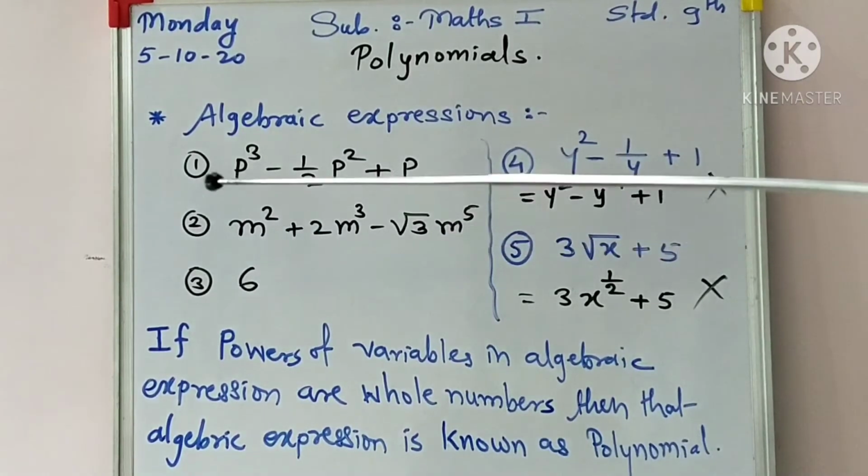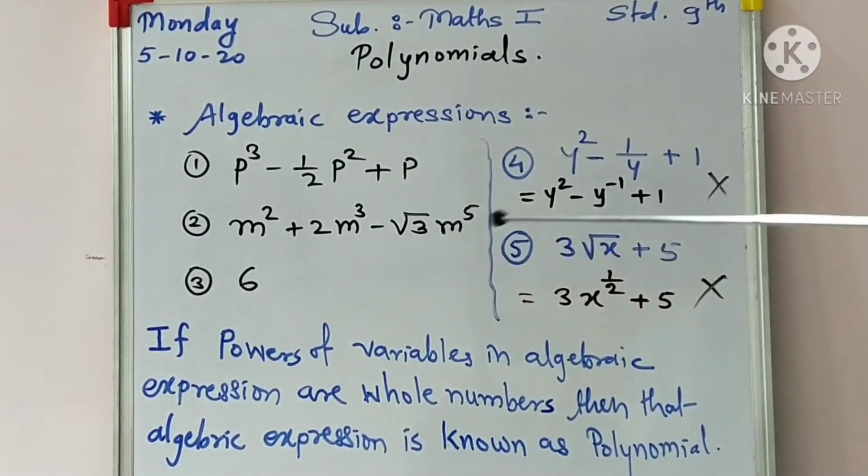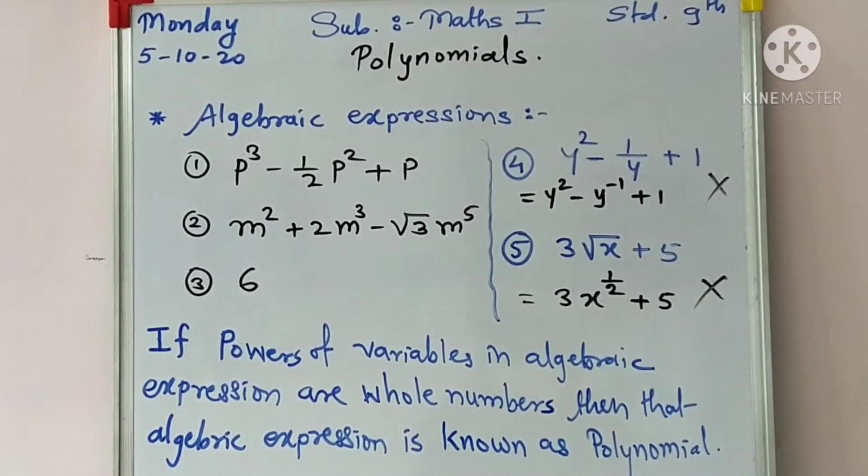Understood? The first three expressions are polynomials, and the fourth and fifth ones are not polynomials. Okay, students?